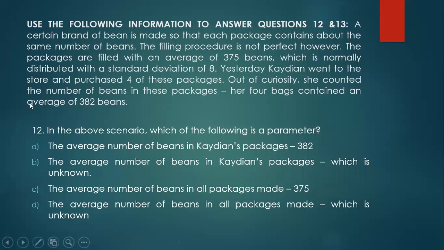Because it says that the packages are filled with an average of 375 beans, which is normally distributed with a standard deviation of 8, we know that the average number of beans in all packages made is 375. It should be 375, but you know, we're humans, we make errors. But the parameter, which is the numerical value of our population, in this case would be that the average number of beans in all packages made is 375, because they did tell us up here.